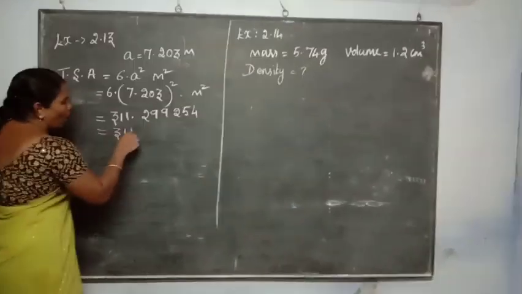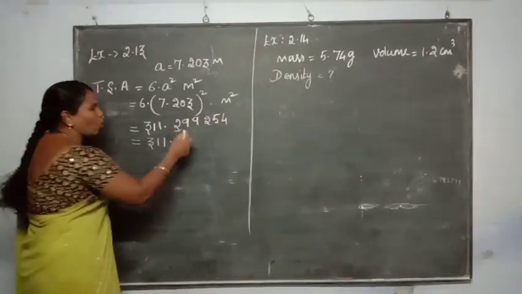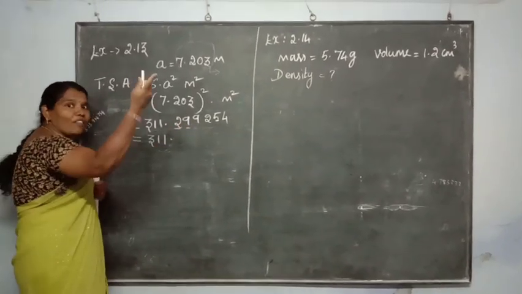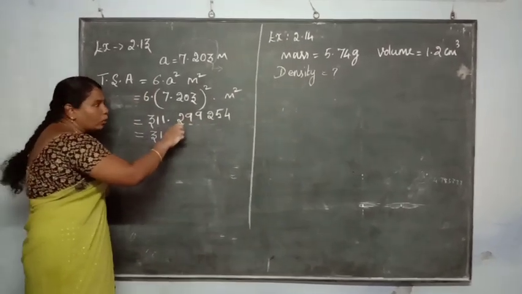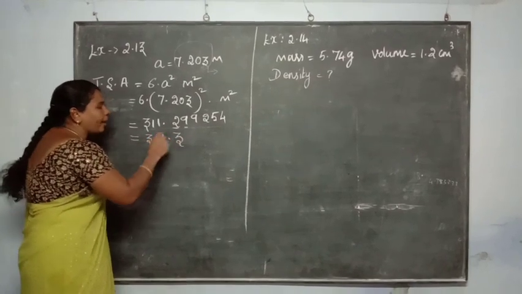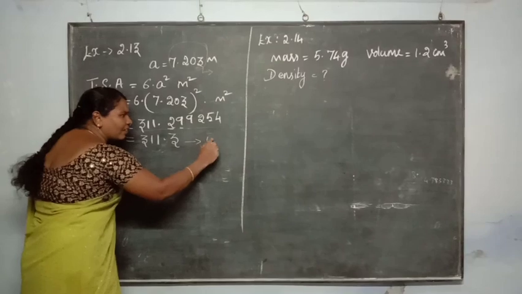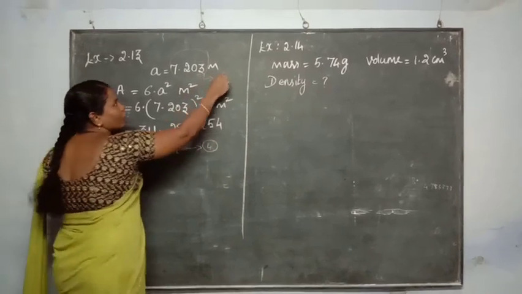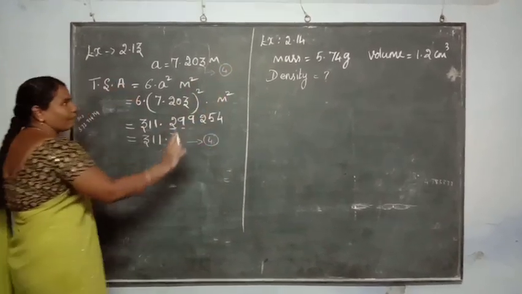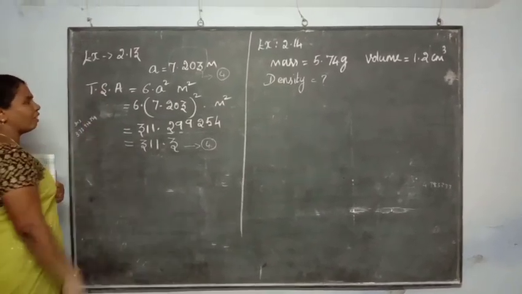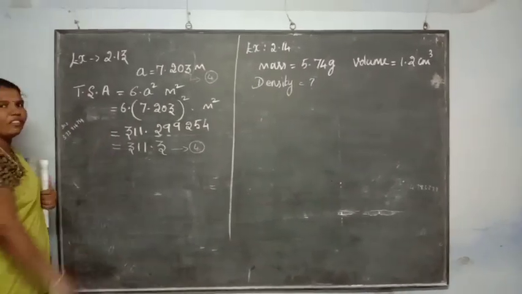So, you can write this in an easy manner. 3, 1, 1 point. You just take 1 decimal digit. See here, the second decimal digit is above 5, so you can add 1 to it. Therefore, you get 311.3. See here, how many significant digits? 4. See here, this is also 4, this is also 4. Now it is balanced. Okay. So this is the manner of finding the total surface area in terms of significant digits.